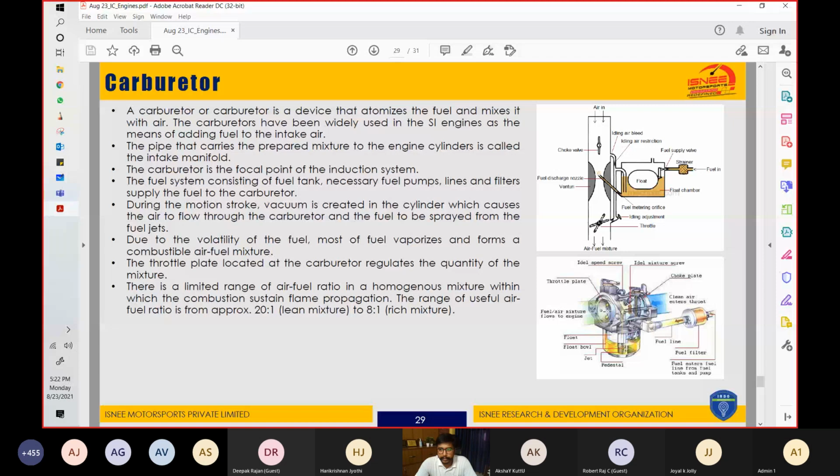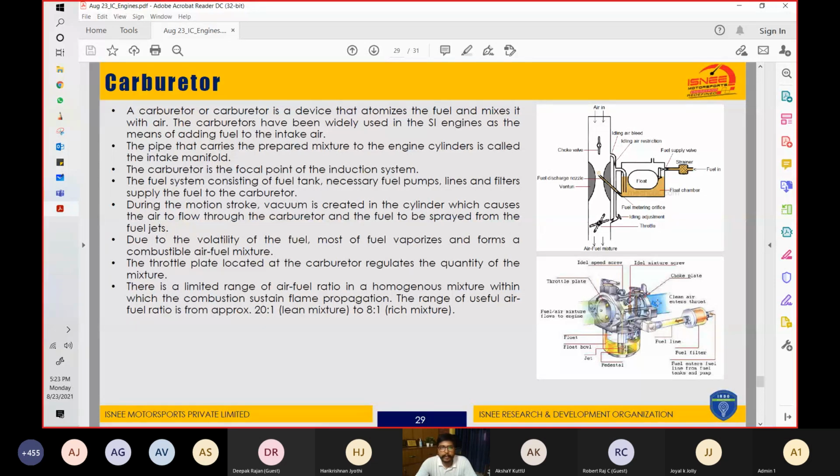Atomizing means it breaks the fuel into fine particles and mixes it with air. Carburetors have been widely used in SI engines as a means of adding fuel to the intake manifold. The pipe that carries the prepared mixture to the cylinder is called the intake manifold.